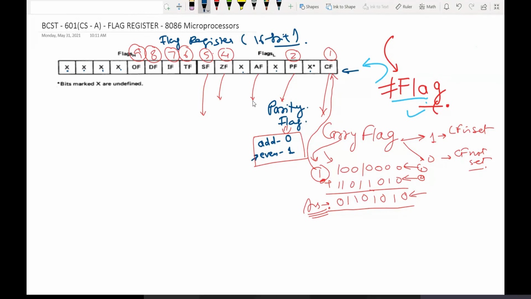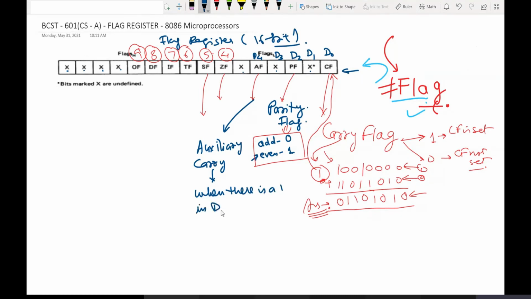All right, next we have auxiliary carry. AF stands for auxiliary carry. Auxiliary carry is a little confusing because it is only associated with movement. Movement of what? If I tell you in terms of digits, you can write them down as well. This is D0, this is D1, D2, D3, and this is D4. So what happens in the case of auxiliary carry is when there is a 1 in D3.